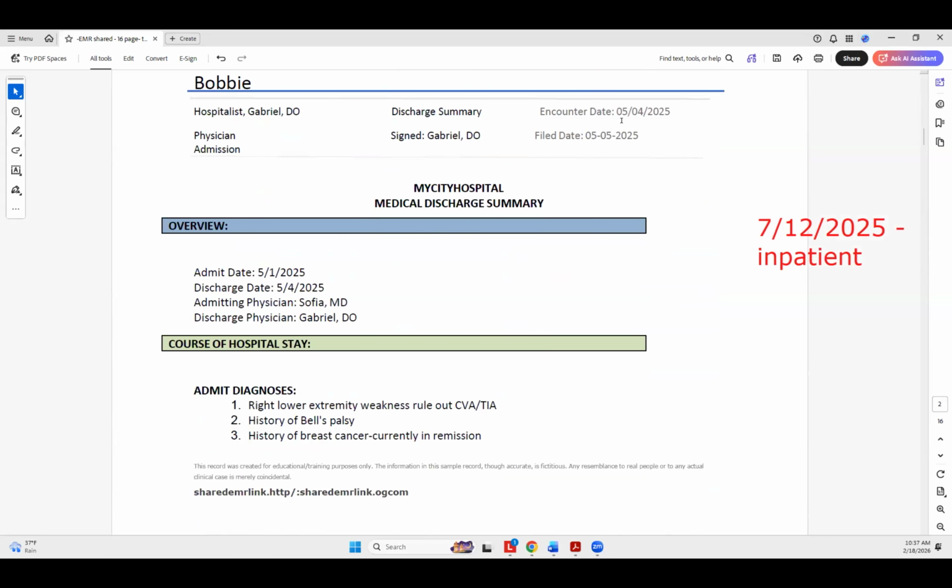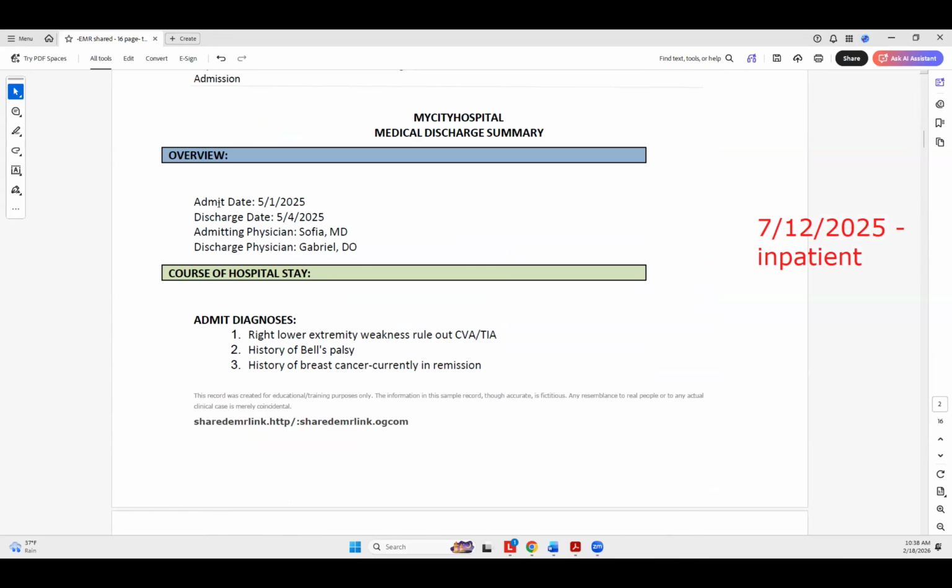Let's go down to page 2, or rather a different date of service. All right, we have 5/4/2025. Okay, I've got Dr. Gabriel, physician, admission, discharge. We have an admit, discharge. This is a discharge summary.